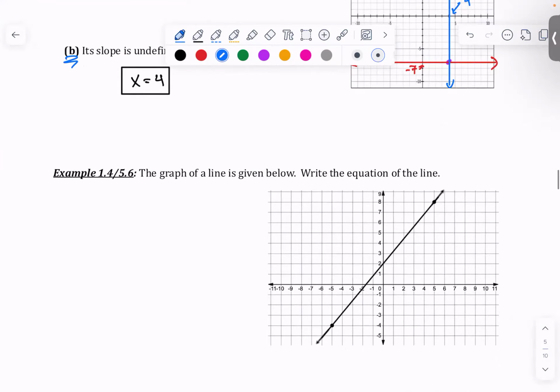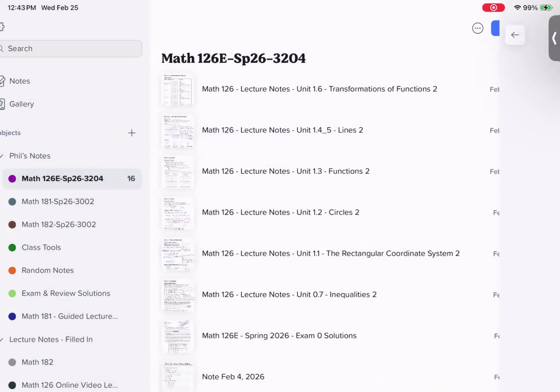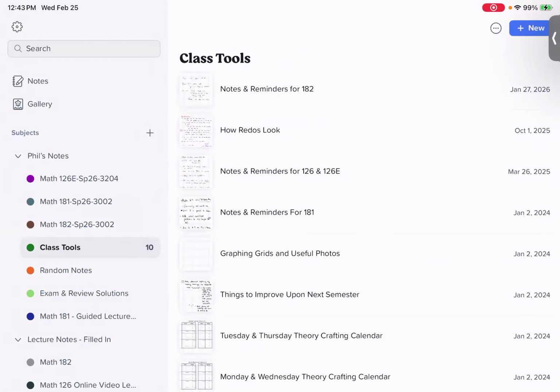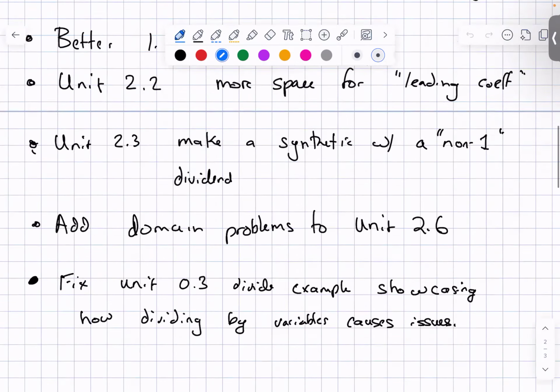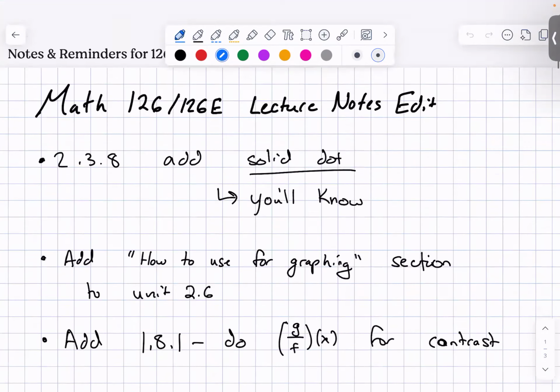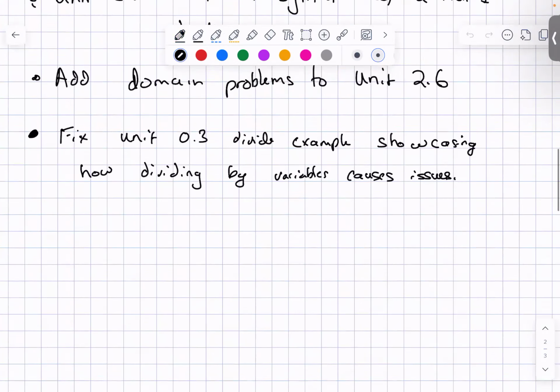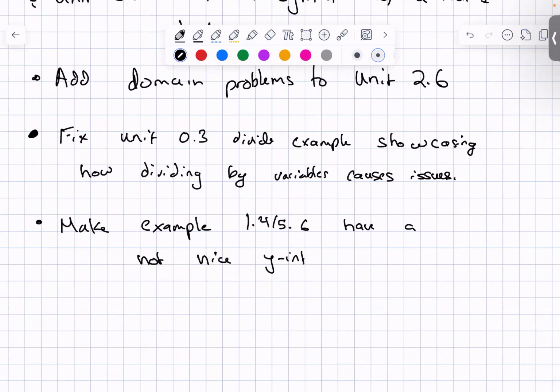Okay. Now, I made this problem. I need to edit it. Did I make this comment to myself before? Sorry, 1 second. I'm going to make a comment to myself. Did I make anything on 1 point? Okay. Make example 1.4/5.6 have a not nice y-intercept.